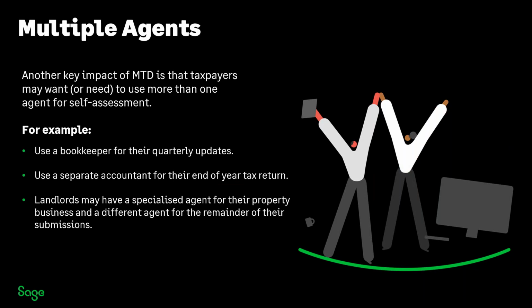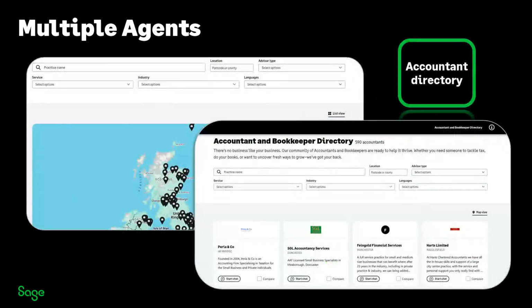Now, here at Sage, we can't tell you whether you need an agent or not. That's entirely up to you. How much of the workload are you willing to do? What we do have is an accountant directory. In here, you can find an accountant or a bookkeeper that is proficient with our software to be able to help you with this process.